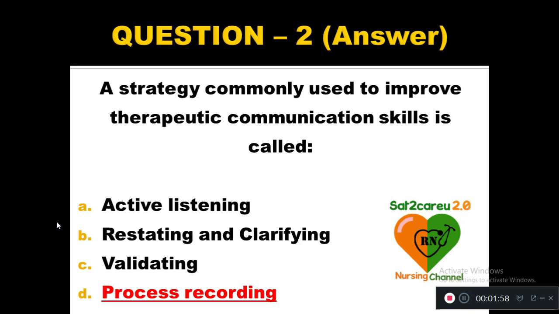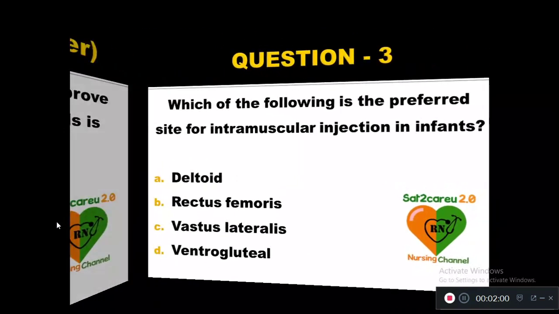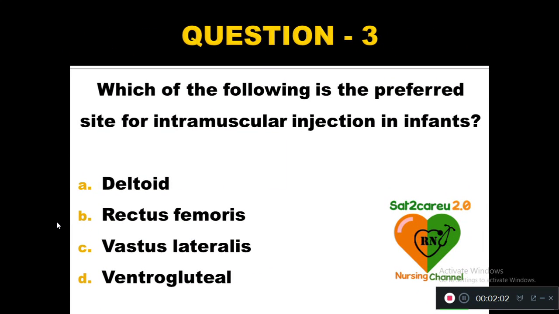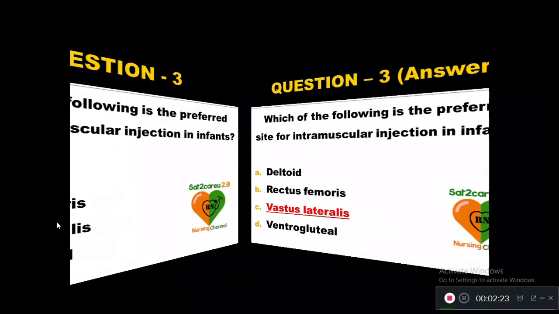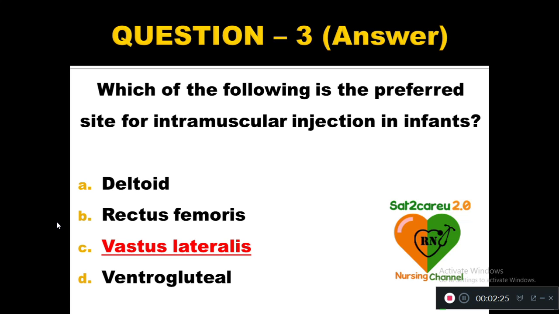Question number 3. Which of the following is the preferred site for intramuscular injection in infants? Option A, deltoid, B, rectus femoris, C, vastus lateralis, D, ventrogluteal. The correct answer, the most preferred intramuscular injection site in infant is vastus lateralis.